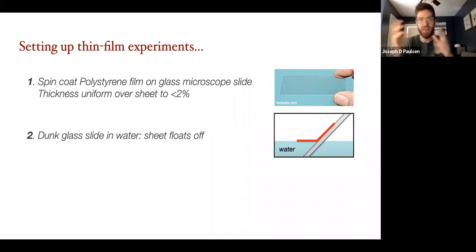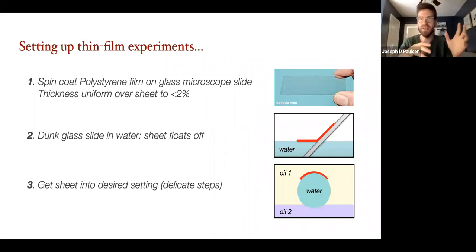And then once it's there, you can sort of dream up all kinds of games that you might want to play. You might want to put this in an oil phase. You might want to ball this thing up into a water droplet, apply boundary conditions, apply boundary loads. This is the playground. You can decide how to load the sheet or frustrate the sheet in different geometries. And then we observe what happens and try to quantify everything.